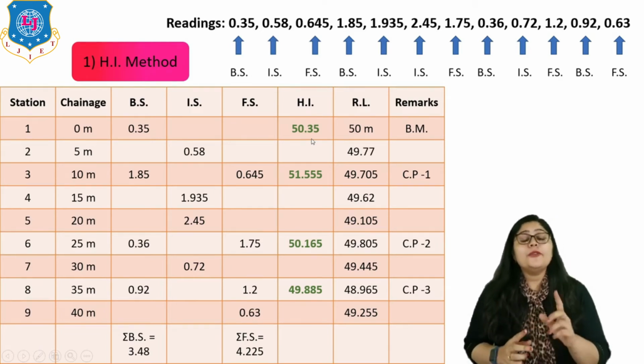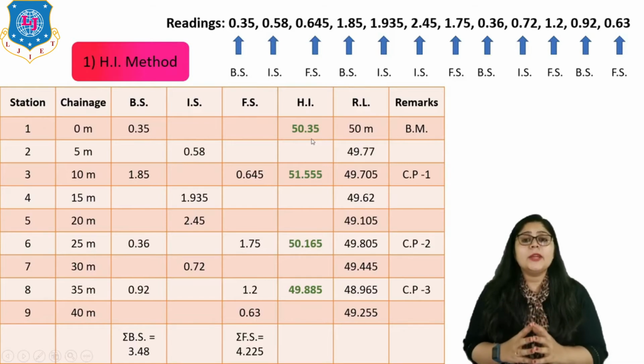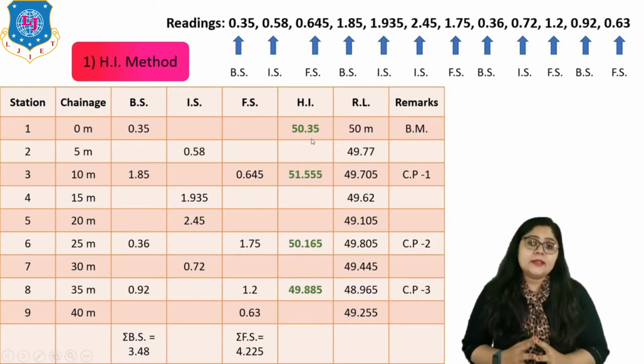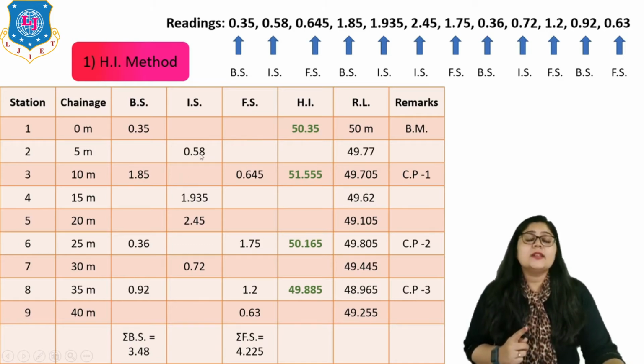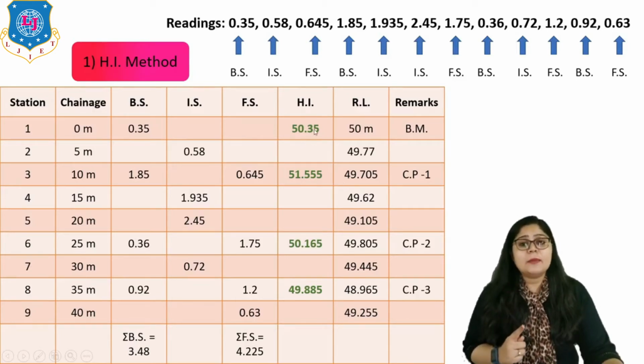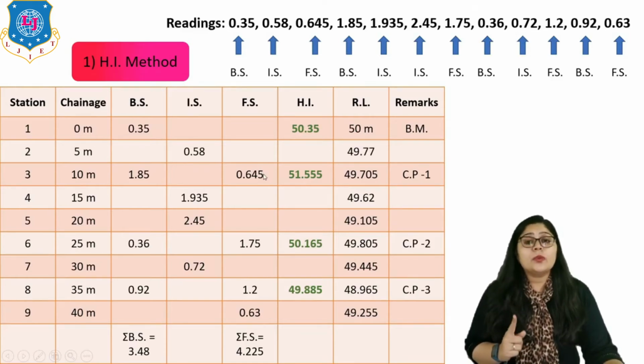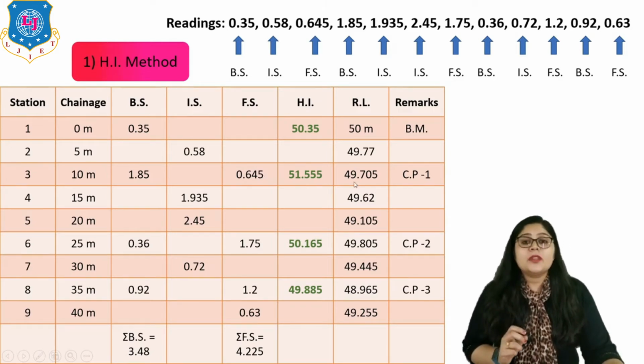So now for station 2, if I want to calculate the RL of station 2, I simply have to do what? HI minus IS, as for station 2 the IS value is given, right? So 50.35 minus 0.58 will give me the RL of station 2. Same way for station 3, if I want to know the RL of station 3, it means HI minus FS. Now, the FS indicates that this reading is the last reading for this particular setup. It means the answer, whatever I get from 50.35 minus 0.645, is the RL of the next point, which is station 3.